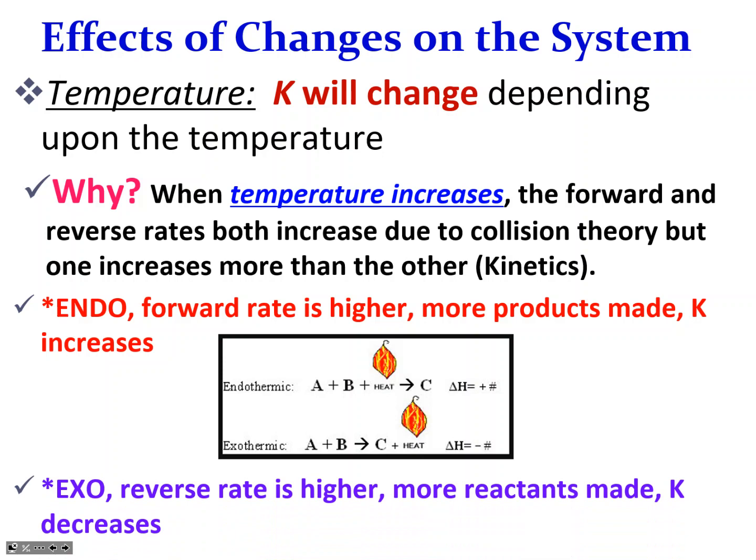Exo, the reverse rate is higher, and you get more reactants made, so your K value is going to decrease. These two are referencing whether you're increasing the temperature. I said a lot of times increasing the temperature is going to speed up the overall reaction because it's making the particles have more energy, they're going to collide more in that respect. Okay?